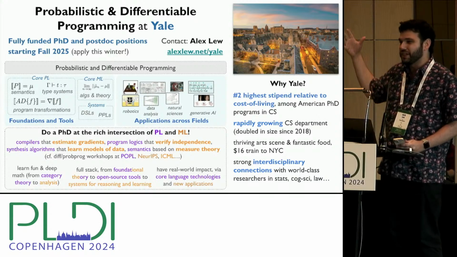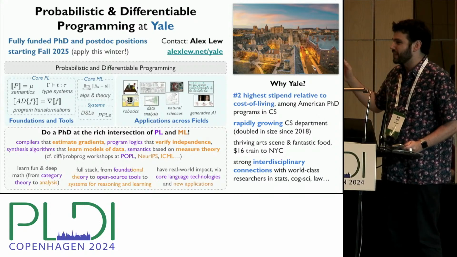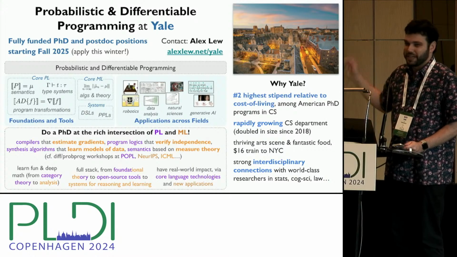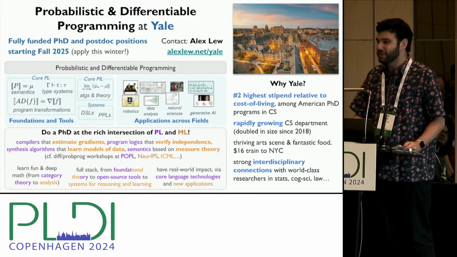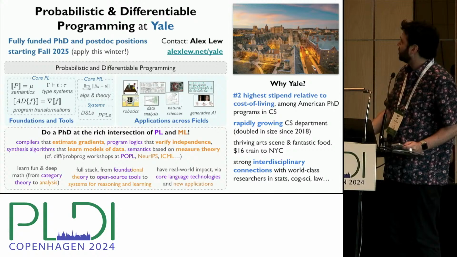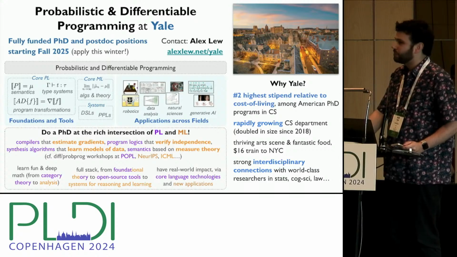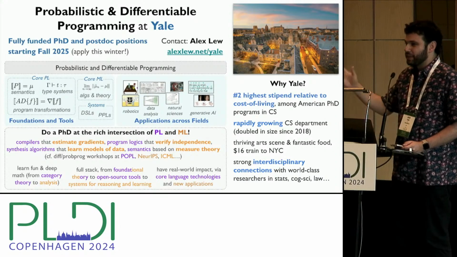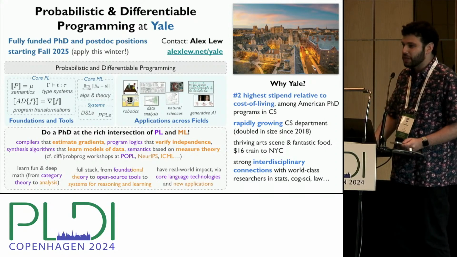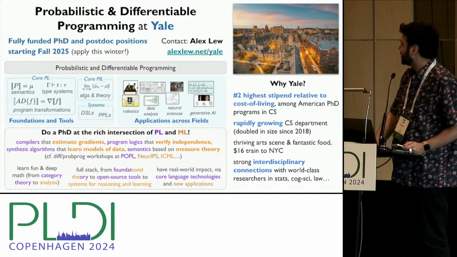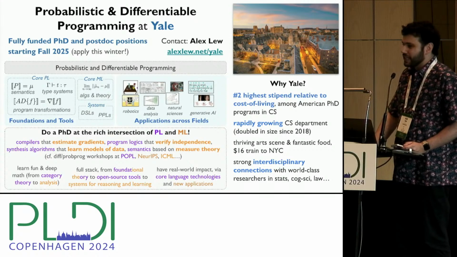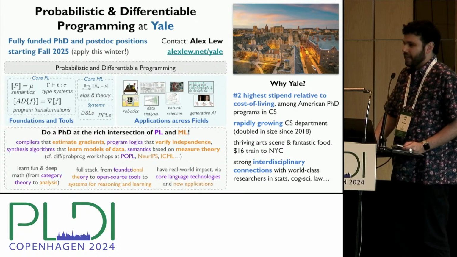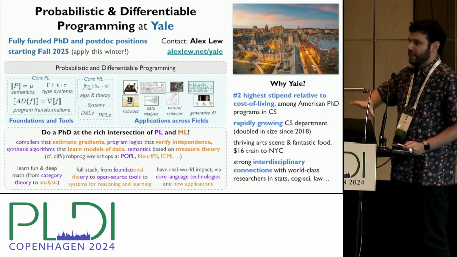Also, besides all of the cool research reasons to work on this stuff, Yale is also an awesome place to spend a few years. It's currently the number 2 highest stipend relative to cost of living, partly thanks to Yale's new grad student union. It has a rapidly growing computer science department. They've hired a bunch of new faculty in the past couple years. A really thriving art scene, a quick train to New York City, and great other CS faculty and faculty across the school for interdisciplinary work.